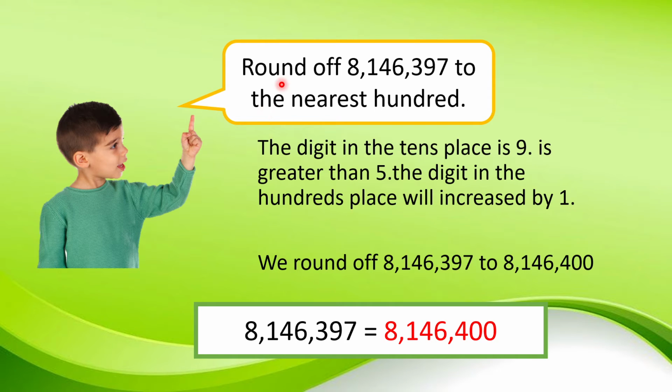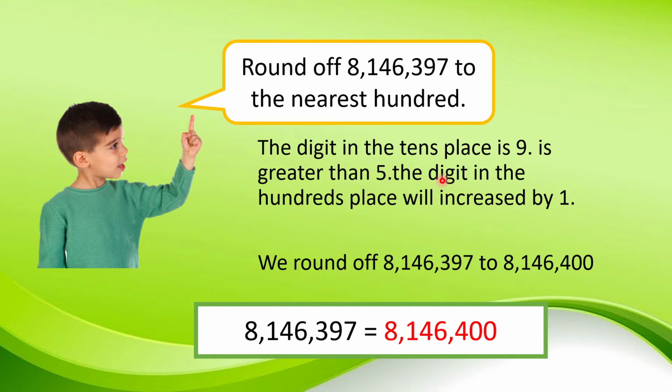Moving on, round off 8,146,397 to the nearest 100. The digit in the tens place is 9, and it is greater than 5. So the digit in the hundreds place, which is 3, will increase, we are going to add 1.